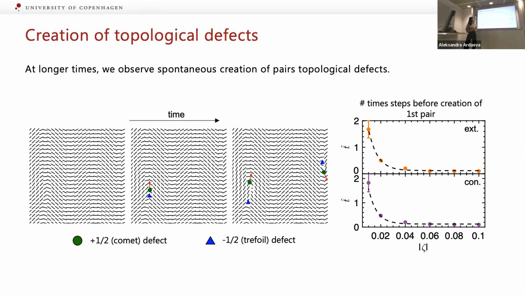And importantly, if you look at different activity strengths, as you increase activity, the time to the formation of the first pair of topological defects will decrease exponentially, which is in agreement with the continuum theory.